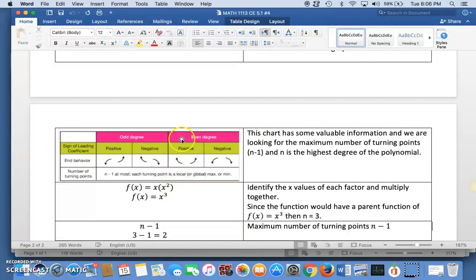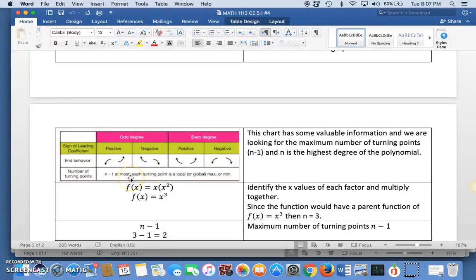This is a little chart that gives some information. The sign of the leading coefficient, if it's positive, an odd degree, it starts low, ends high. If it's negative an odd degree, it starts high and ends low. If it's an even degree and the leading coefficient is positive, it starts high and ends high. If it's even with a negative lead coefficient, starts low and ends low.